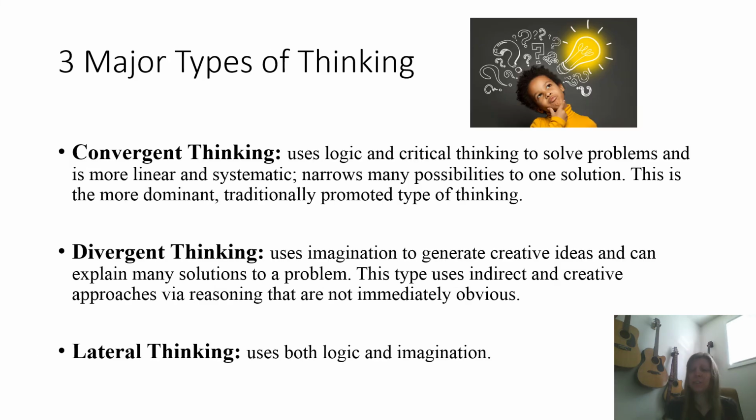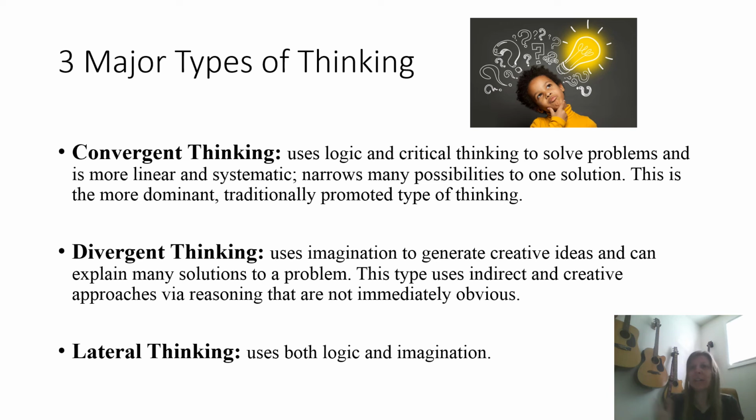Systems theories and whole self teaching allow us to expand our expectations of learning and open up to new types of thinking. There are three major types of thinking: convergent, divergent, and lateral. Convergent thinking uses logic and critical thinking to solve problems and is more linear and systematic. This type of thinking is the standard type promoted by traditional teaching methods because it can narrow many possibilities to one solution. There seems to be such a focus on this type of thinking that it's assumed to be the best or most ontologically superior way to think.